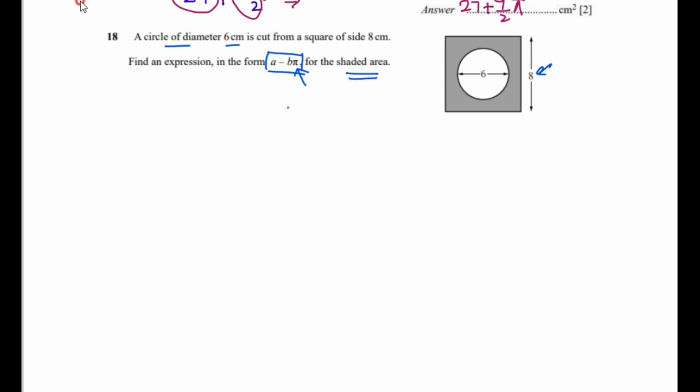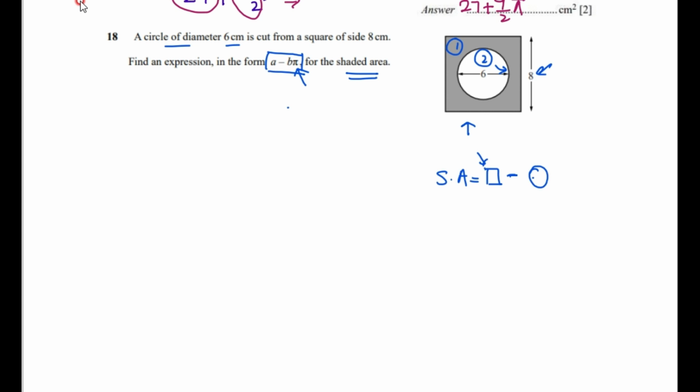Okay, so we have to calculate the shaded area. To calculate the shaded area, we need to identify how many shapes are in this compound shape. There are 2 shapes we can identify. The first one is a square and the second one is a circle. So shaded area means we have to find the area of the square and the area of the circle, and then subtract them. Why do we need to subtract? Because this section is a removed section.